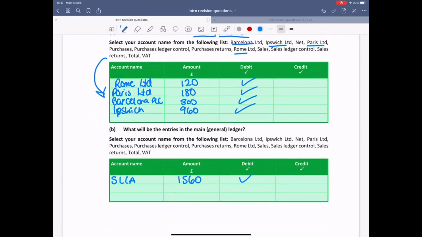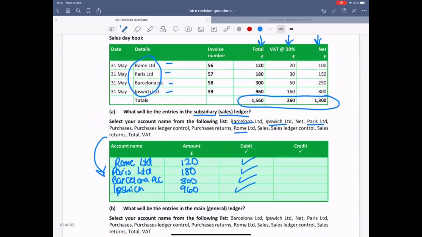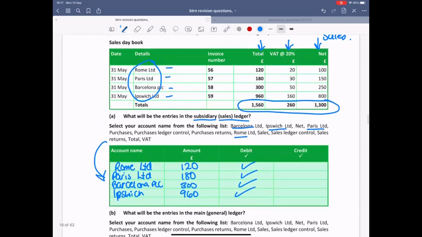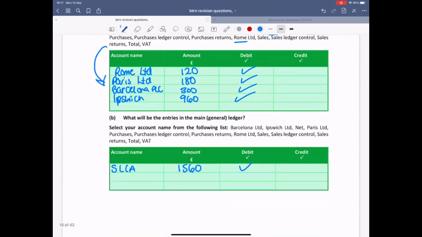The other side of that is the VAT. And then our net column. Remember, the net column relates to the net sales that we've made. So our VAT of 260. And then in our sales account, we're going to update the 1,300.